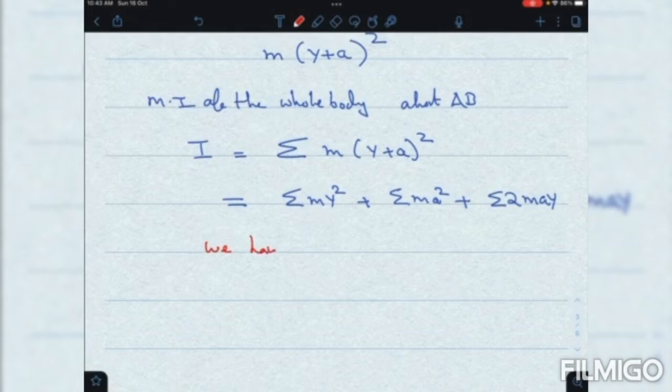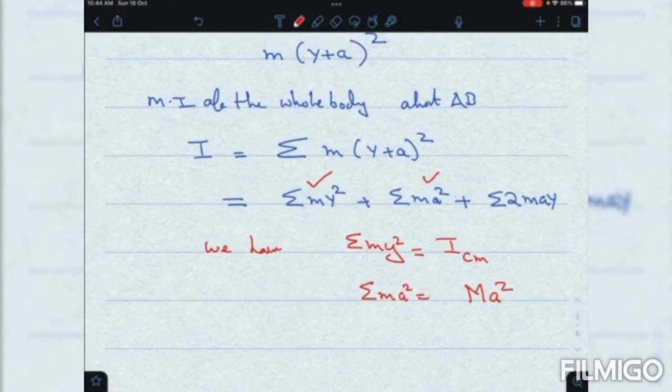We have sigma m y square is equal to I_CM. Similarly, sigma m a square can be written as a square. A is a constant, so we have sigma m. Sigma m is nothing but the total mass of the rigid body, so it is M a square.